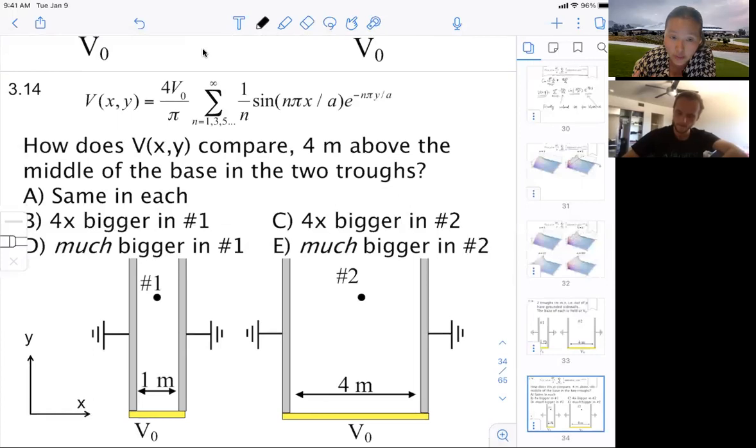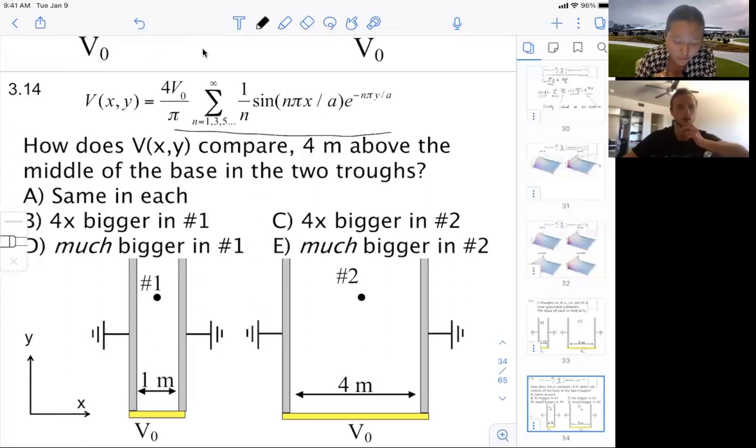Do these values the same in both of the gutters, or maybe one has bigger value than the other, or maybe two has bigger value than the other? So I want you to go ahead and discuss this question in your group. This is really just helping us understand this expression just a little bit better.